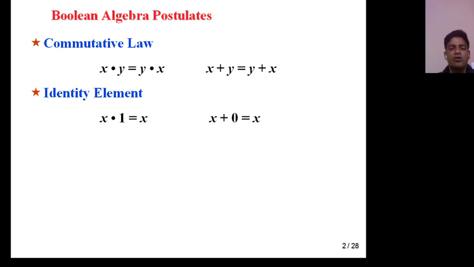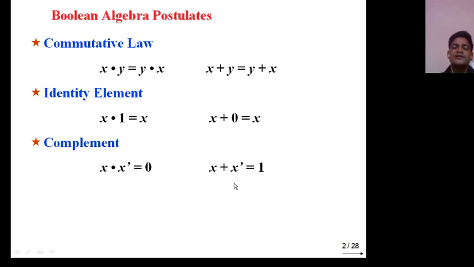Okay, identity law, x dot 1 is always equal to x, and its dual is x plus 0 equal to x. This is your identity law. Next is complement, x dot x dash equal to 0. 1 dot 0 is 0, or 0 dot 1 is 0, and its dual is x plus x dash equal to 1. Means in case of OR gate, if one input is 1, another one is 0, 1 plus 0 is 1, or 0 plus 1 is 1.